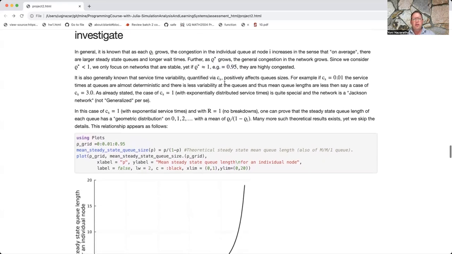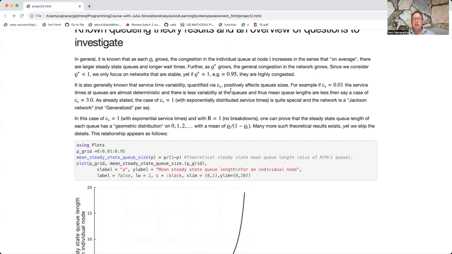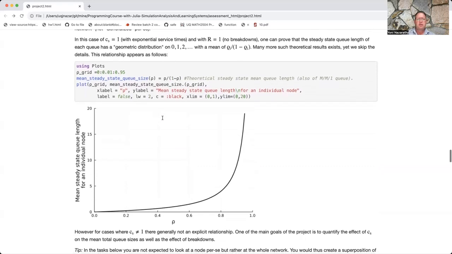Also, we know in queuing theory that service time variability positively affects queue sizes. So you have highly deterministic jobs, you have less variability than when CS is 3.0, etc. And similarly with the exponential cases, someplace in the middle. Okay. Now, this paragraph is important.